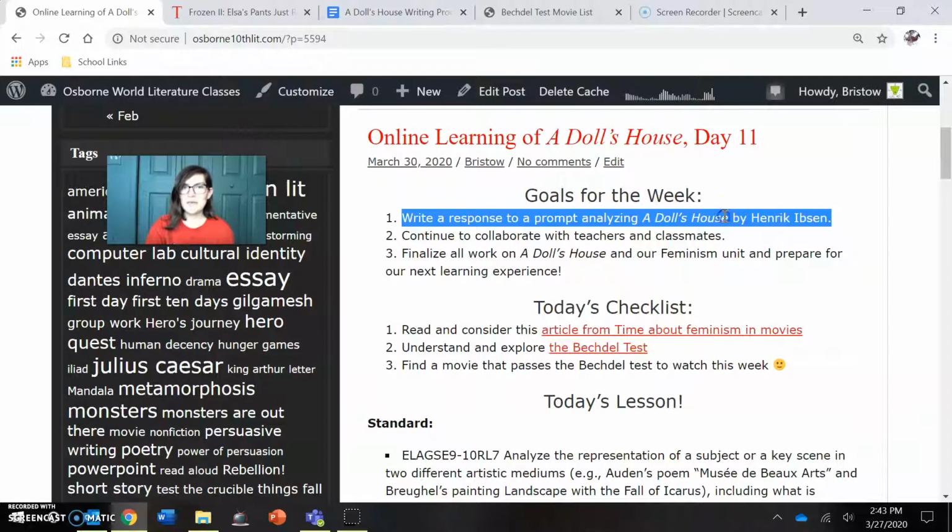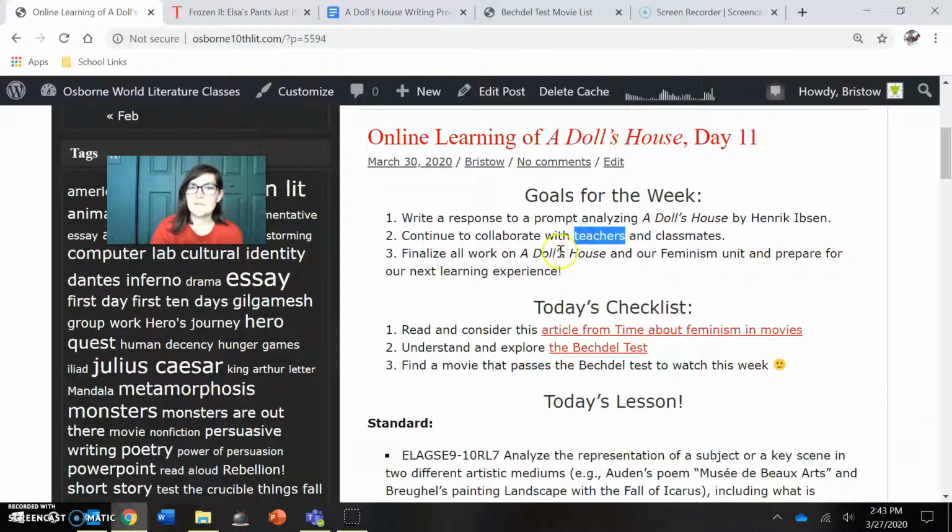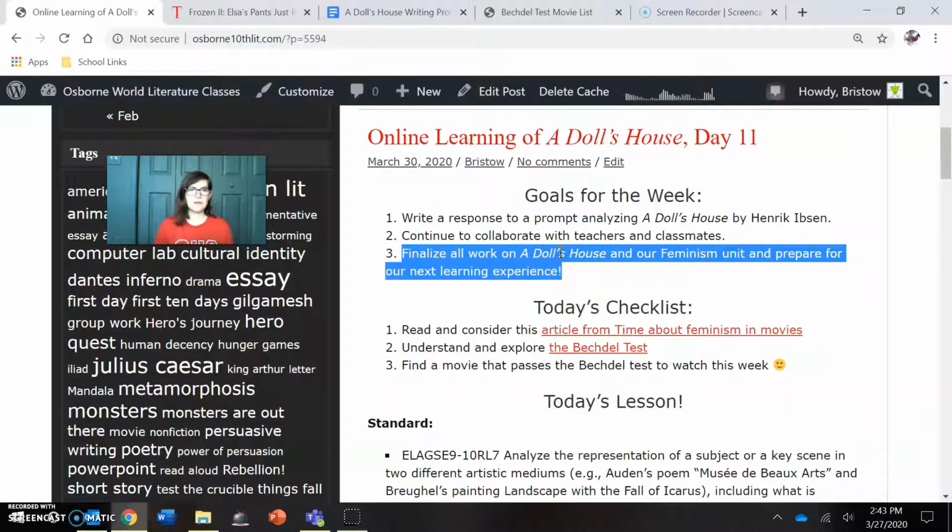So our goals for the week are for you to write a response to a prompt analyzing A Doll's House by Henrik Ibsen, to continue to collaborate with your teachers and classmates, and to finalize all work on Doll's House in our feminism unit in order to prepare for our next learning experience.